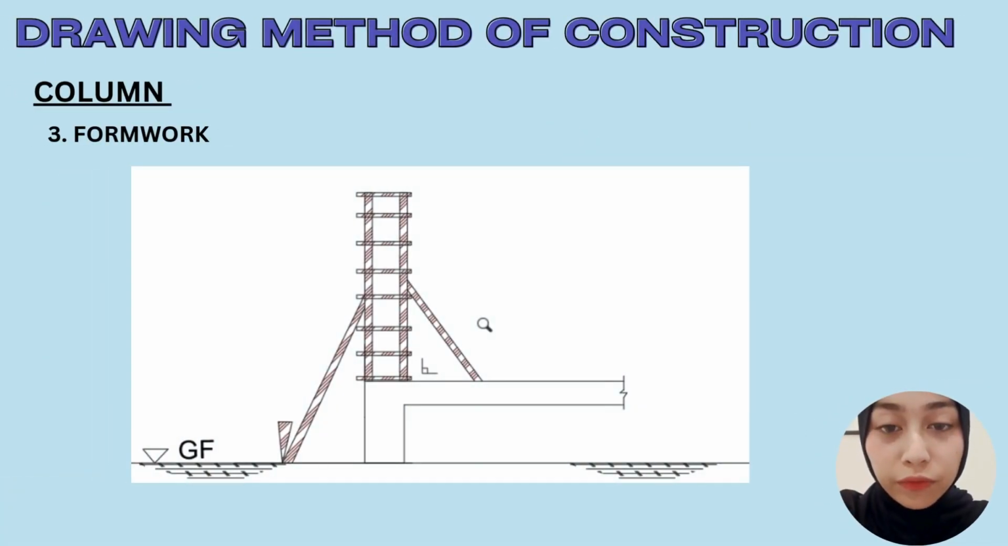For the third drawing method for column, which is the formwork installation. Formwork is a temporary structure used to shape and support wet concrete until it gains sufficient strength. Basically, we use plywood or steel to make the formwork, and we need to ensure the formwork panels are clean, undamaged, and meet the requirement of the column. After we complete the formwork installation, we can proceed to the inspection and also the concreting work.